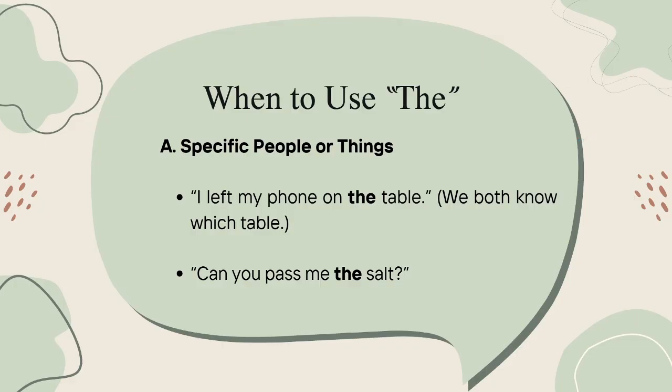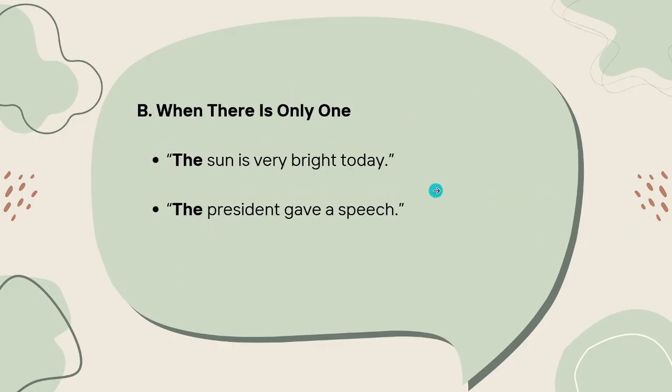So, when to use "the". We use "the" when the listener knows exactly what you are talking about. For example, specific people or things. I left my phone on the table. Can you pass me the salt? Now, we have some more examples here. Let's go to the B session.